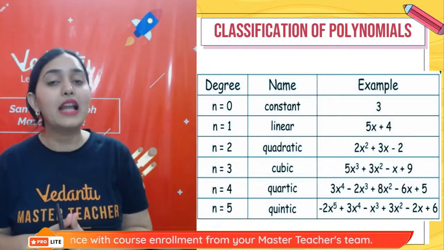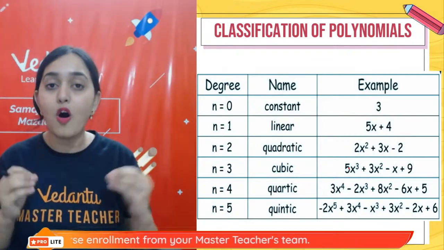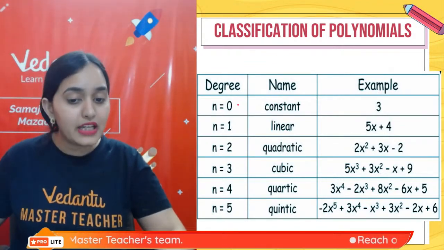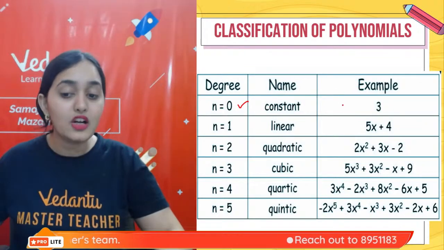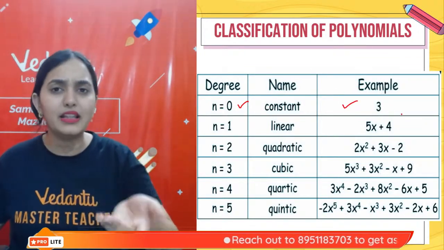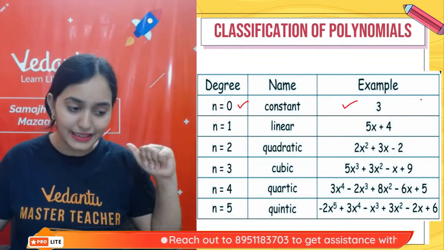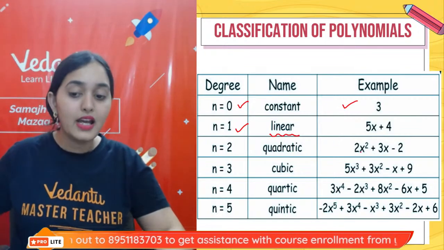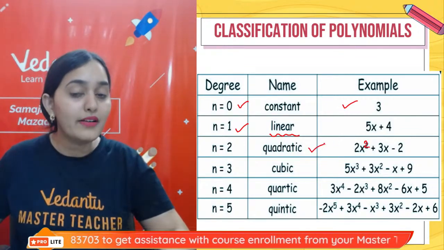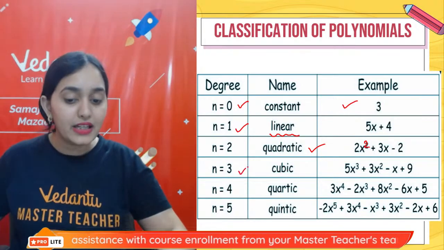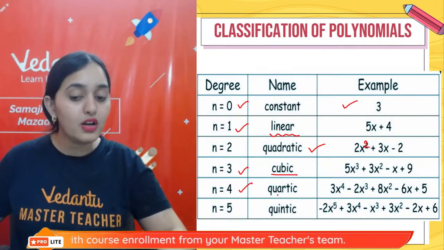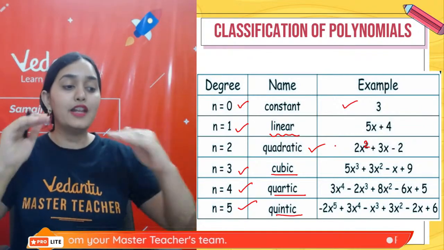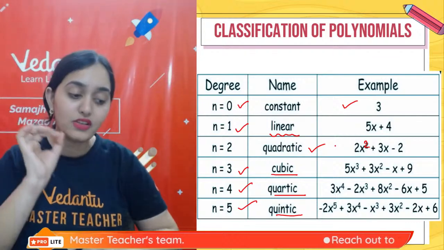And next is classification of polynomials based on degree of the polynomial. Now, if the degree of the polynomial is 0, it is a constant polynomial. For example, 3, 4, 5, 6, 100, 200, anything. If the degree is 1, it is called linear polynomial. If the degree is 2, it is called quadratic polynomial. If the degree is 3, cubic. Degree 4, quartic. Degree 5, quintic. So this is basically the different types of polynomials based on the degree.